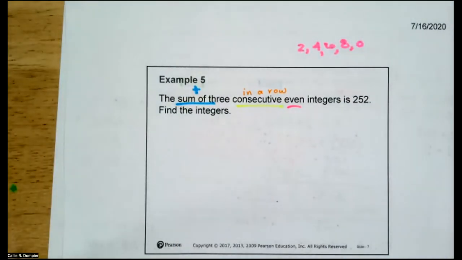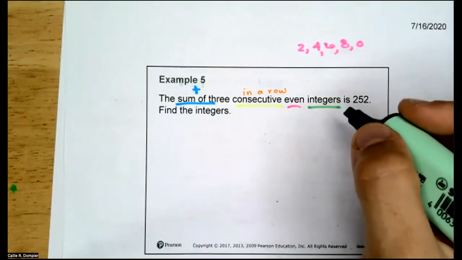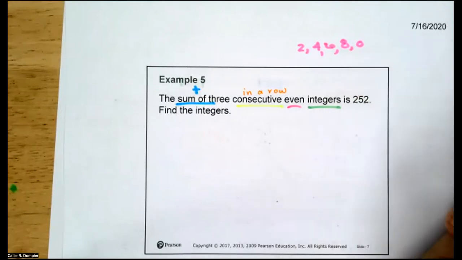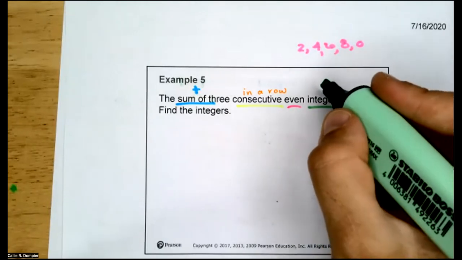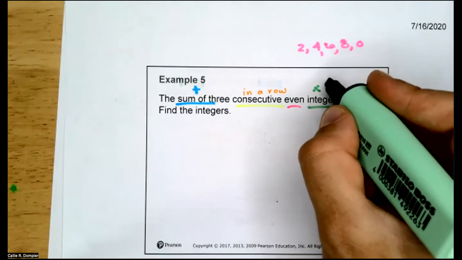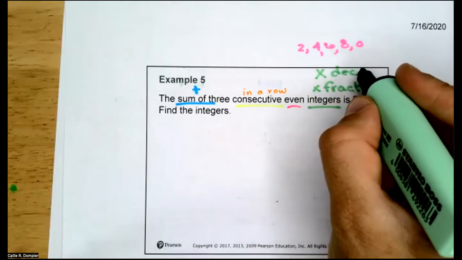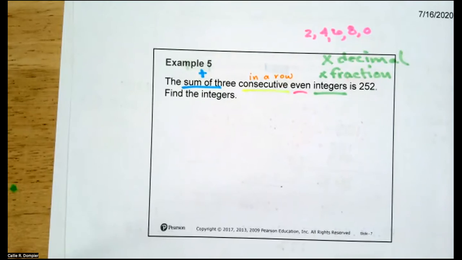An integer, it's okay if you didn't memorize integer, I think. Integer just means a whole number in this case, right? It could be negative, it could be 0, or it could be positive. So integers just means a whole number, no decimals, no fractions. It's not a fraction, it's not a decimal. So if we add 3 numbers that are in an even row, we will get 252.